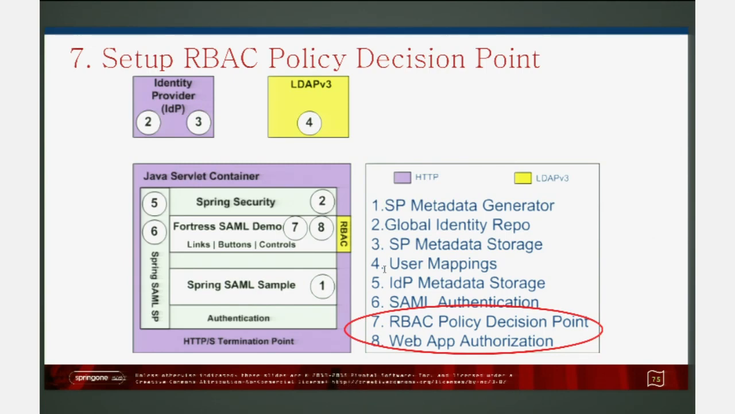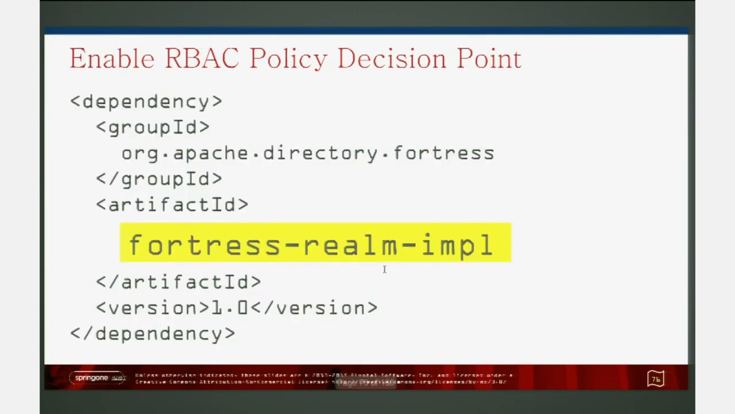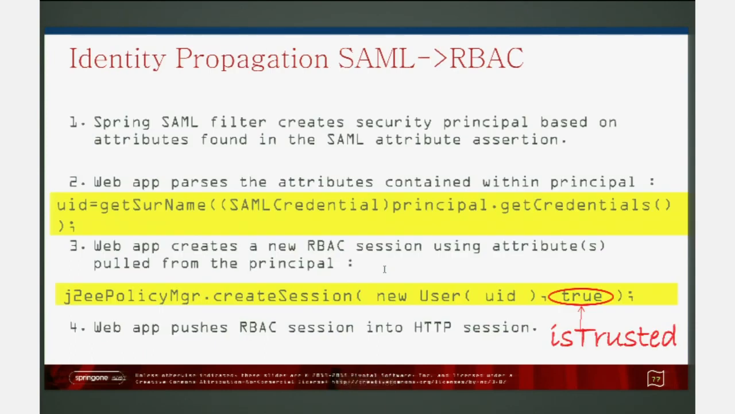And then once we've done that, we're back to this RBAC thing. Well, that really hasn't changed. That's still sitting there. We still have to tell the application to use RBAC, so we've got a dependency we have to drop in our POM. We dropped the Fortress dependency in there. And then we do have a slightly different identity propagation than I did in the first example. In the first example, the container was doing the authentication and we were pushing the principal down.